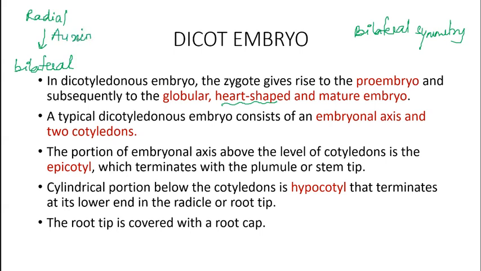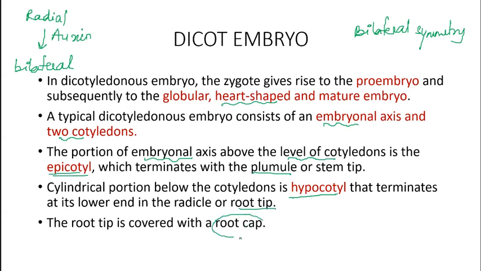A typical dicot embryo will show the embryonal axis and two cotyledons. The portion of the embryonal axis above the level of the cotyledon is known as the epicotyl, which will terminate into the plumule. Below the cotyledon is the hypocotyl, which will terminate into the root tip or radicle. And the root tip is covered with a root cap. Clear? Now we need to know about the monocot embryo also.